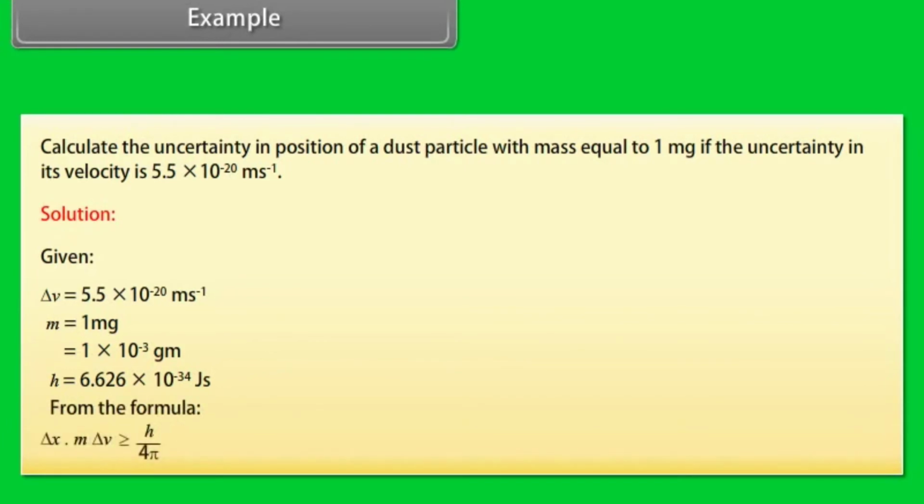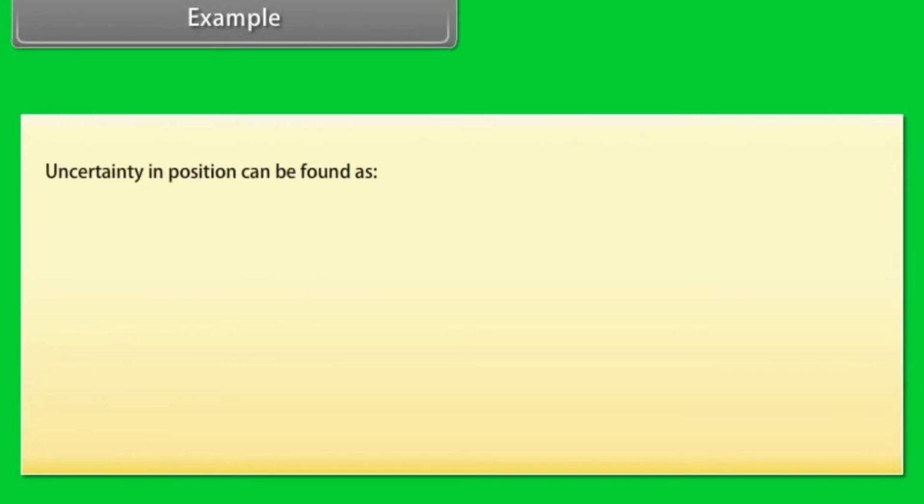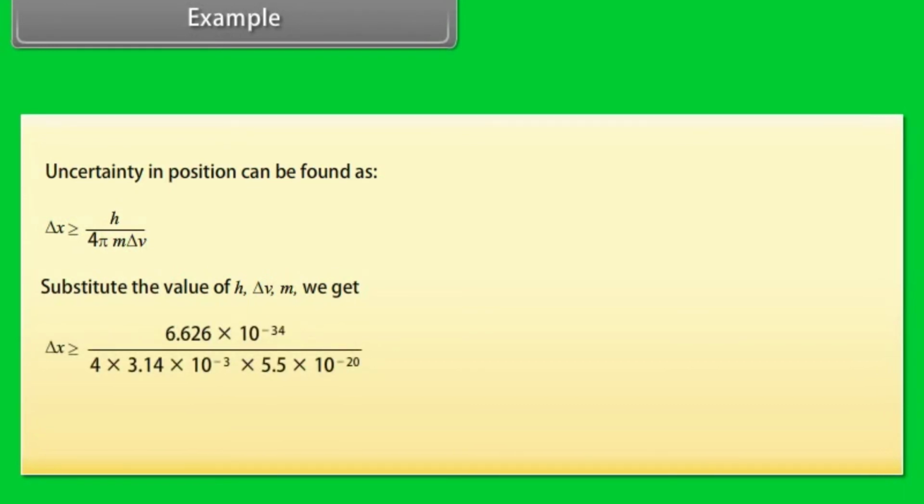From the formula, delta x into m delta v greater than or equal to h upon 4 pi. Uncertainty in position can be found as delta x greater than or equal to h upon 4 pi m delta v. Substitute the values of h, delta v, m, we get delta x greater than or equal to 6.626 into 10 raised to the power minus 34 divided by 4 into 3.14 into 10 raised to the power minus 3 into 5.5 into 10 raised to the power minus 20. Delta x greater than or equal to 9.59 into 10 raised to the power minus 13 meter.